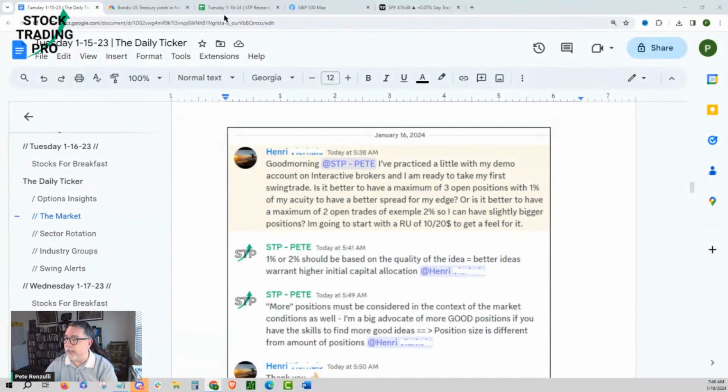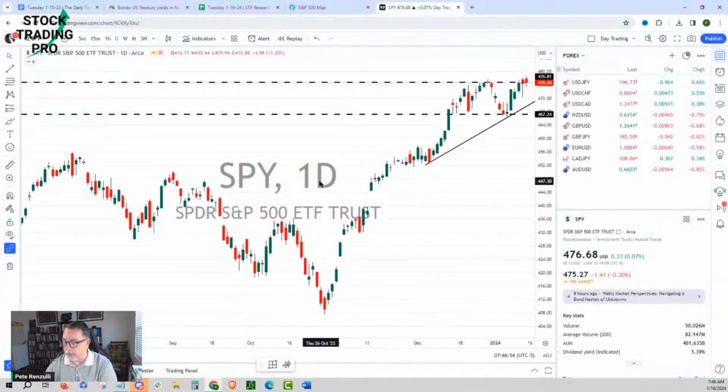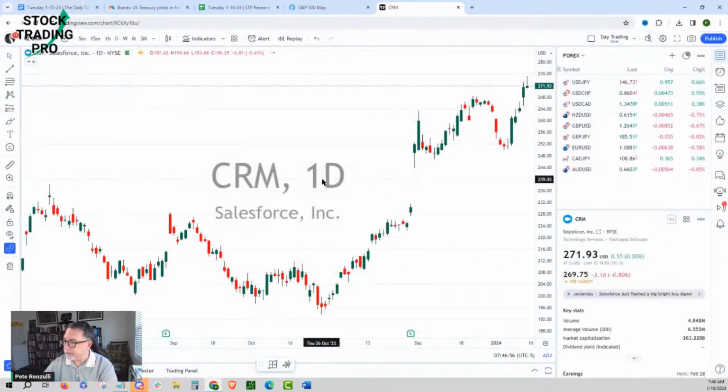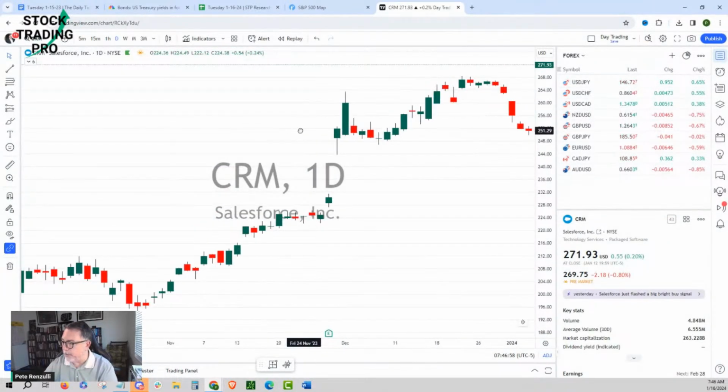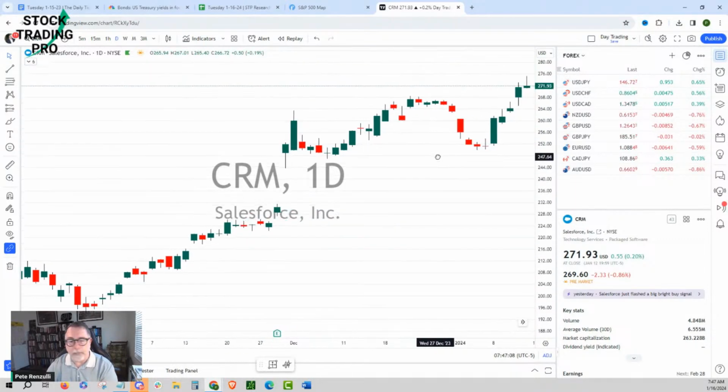So, for example, if we take a look at CRM last week, which was the idea that we just showed you, at this particular point, that's a pretty solid setup. We pulled back, we held support. There's high probability with all of the bullish order flow over here, and you get paid for it.